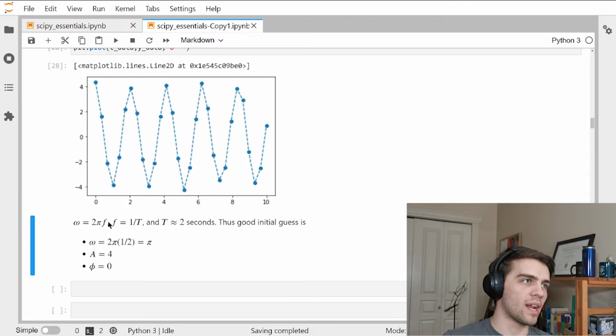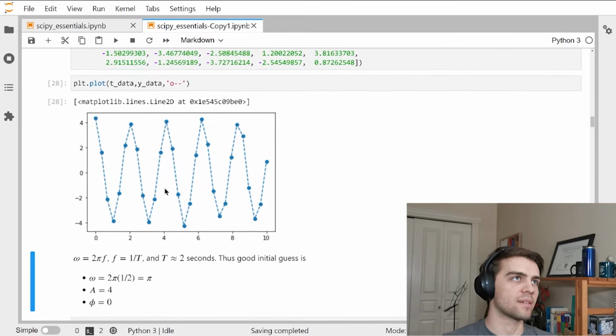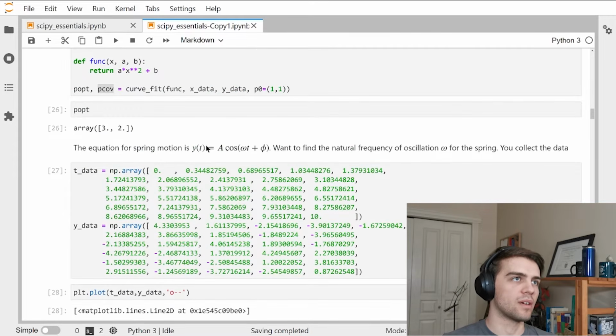So f is equal to 1/2, and a good initial guess for omega is just pi. Remember, just plug T in here and then plug this in here, and you'll see that omega equals pi is a pretty good guess. Now looking here, you could say the amplitude is about 4, so 4 is probably a good guess for A, which is the amplitude for y of t.